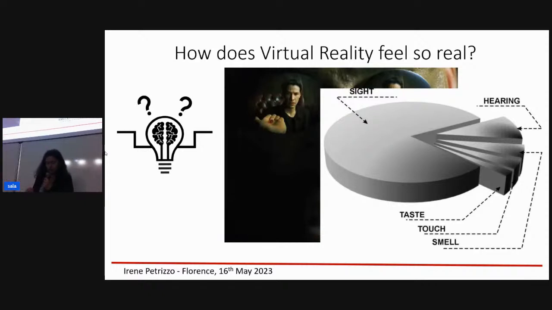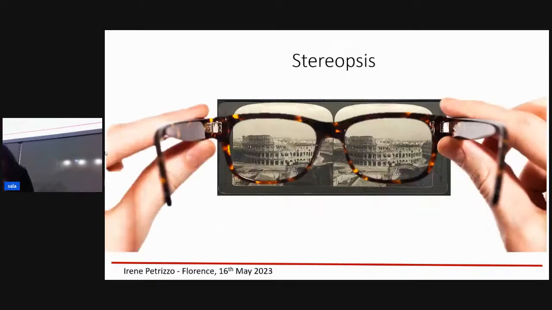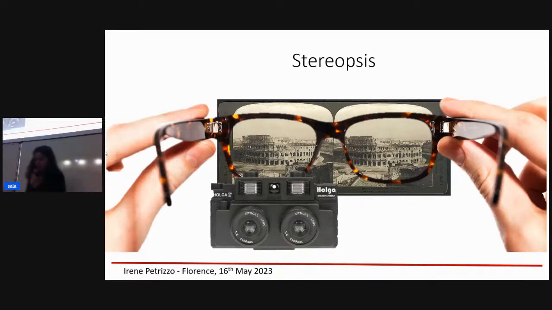So one of the main things that is used by virtual reality is stereopsis. We know that our perception of depth is reconstructed by the brain by fusing together the two images that are projected to each retina. And this is a process that has been known for a very long time, and images like these that are called stereograms have been around for centuries. And for a brief period of time, you could buy cameras that would allow you to have your own stereograms.